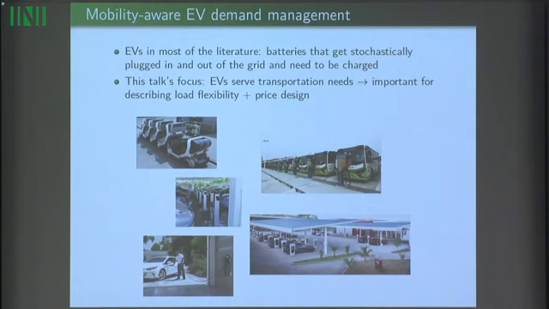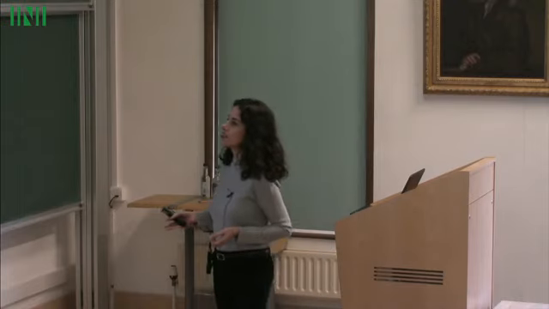Now, this talk's focus is to acknowledge that EVs serve transportation needs. And so in order to describe their load flexibility or to affect the behavior of humans, the vehicle's owner, we might want to consider the fact that these vehicles are not your average appliance in your home. They're not your dishwasher. So depending on the mobility scenario, of course, the load flexibility of a vehicle or a vehicle fleet can vary. I'm showing some scenarios here.